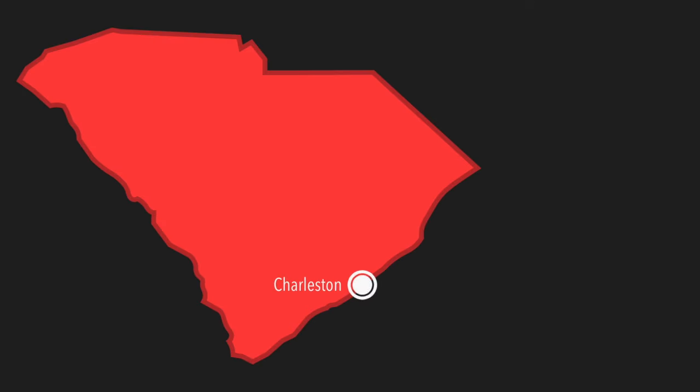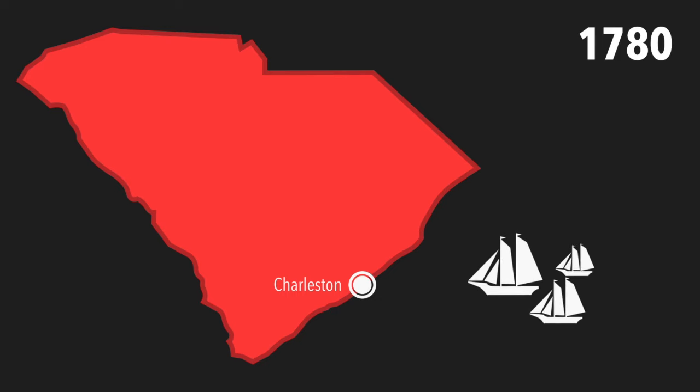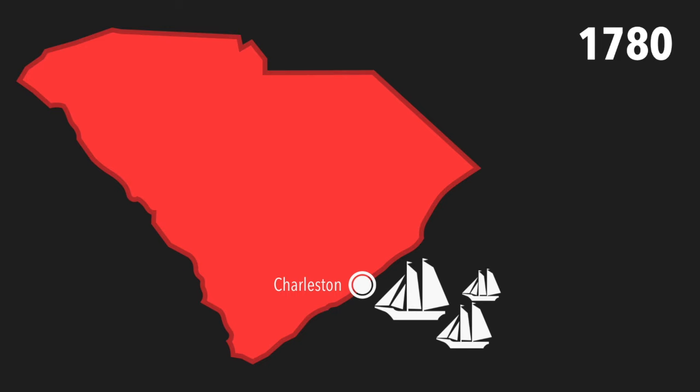The British had tried to capture Charleston before, but they were stopped. They tried again in 1780, and this time they were successful. The British blocked off the harbor and cut off supply lines. The Patriots had no choice but to give up the city.